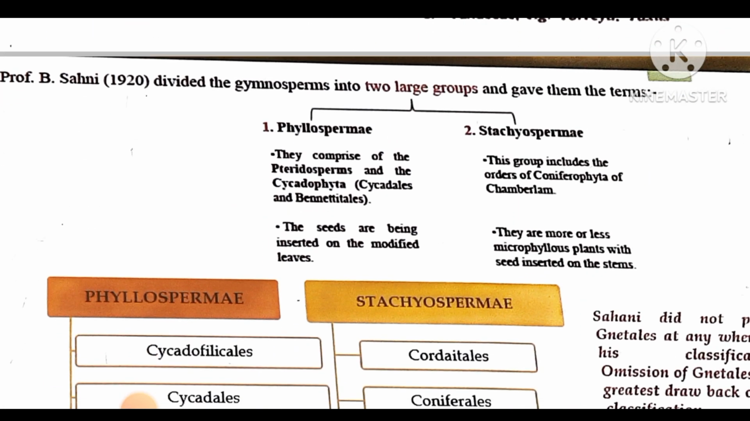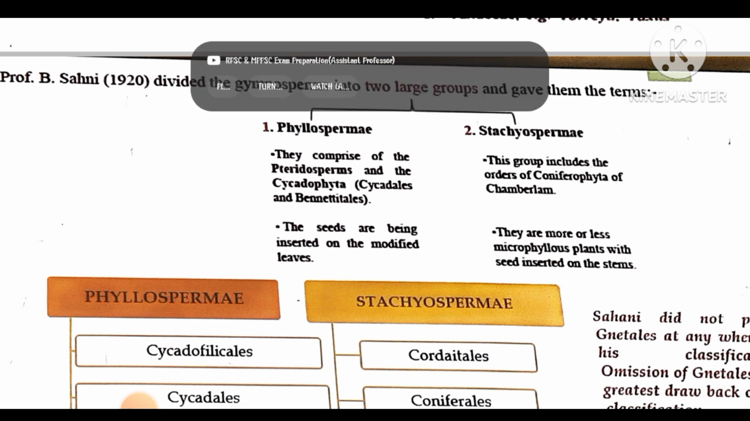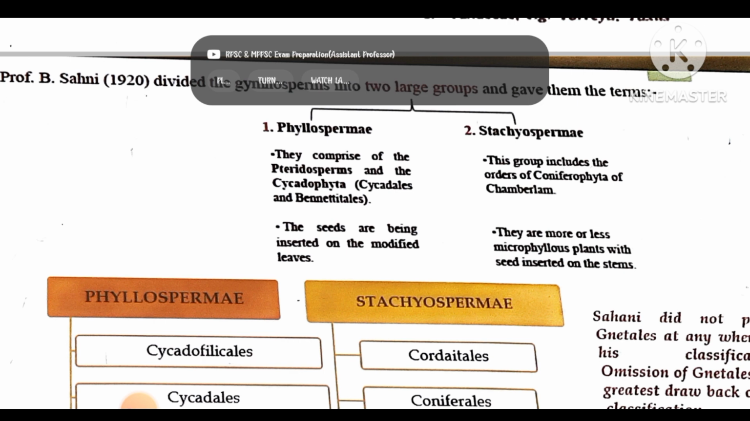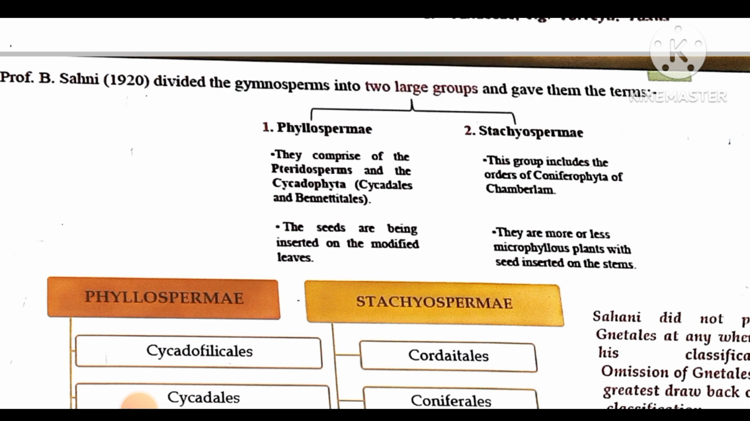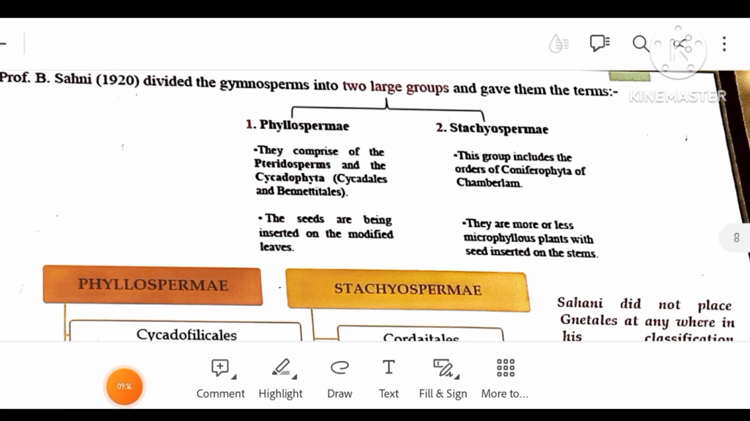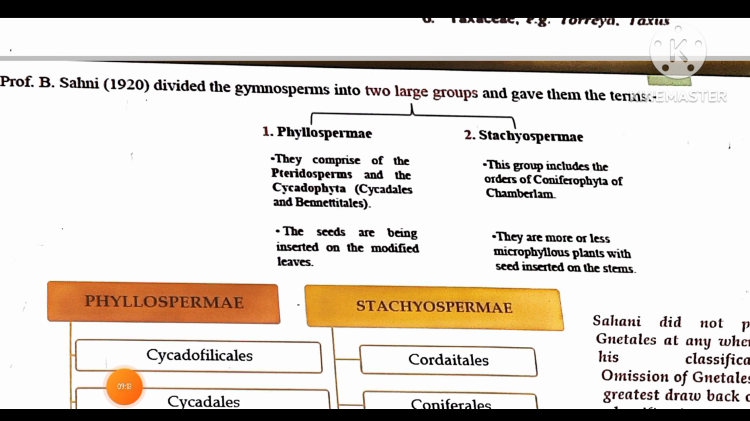Then Professor Birbal Sahni divided the gymnosperms into two groups on the basis of the position of the seed, right? In Phyllospermy, the seeds are present on the modified leaves, and in Stachyospermy, the seeds are directly present on the stems.